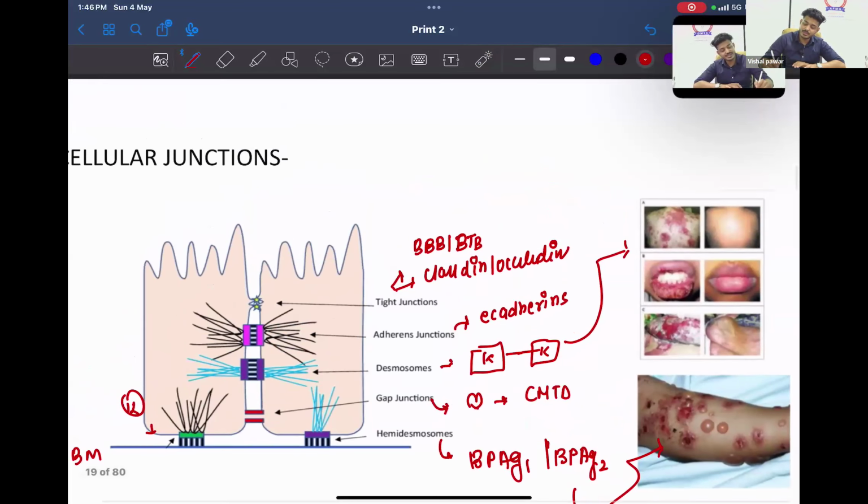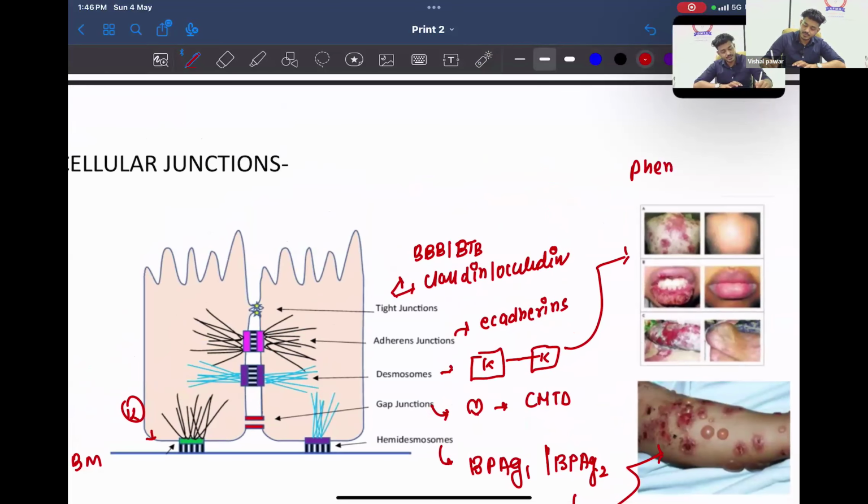What is the disease? This upper one is going to be, you have completed dermatology? You have studied dermatology? Yes or no? Derma completed or not? Yes or no?